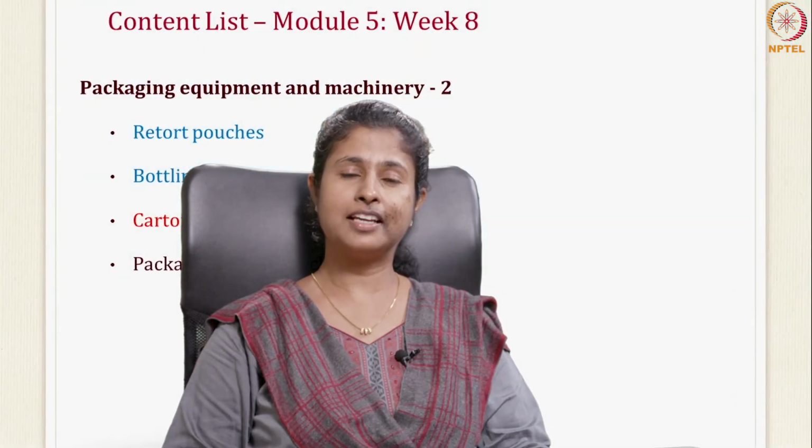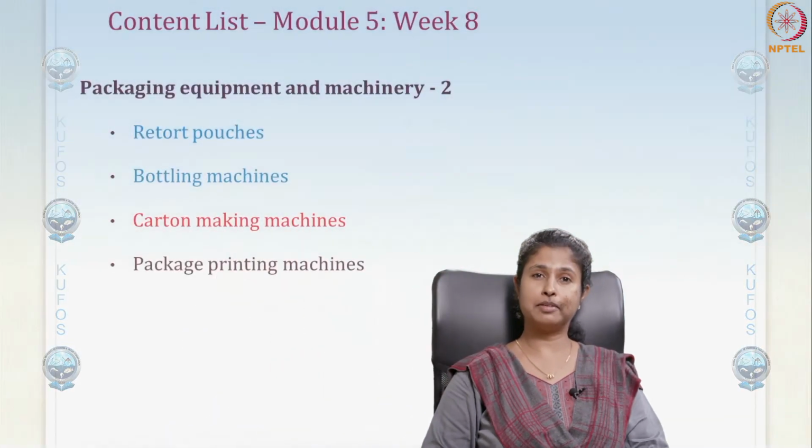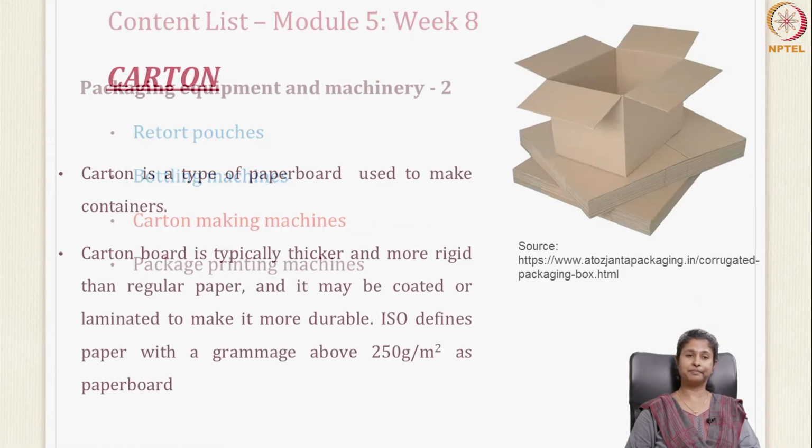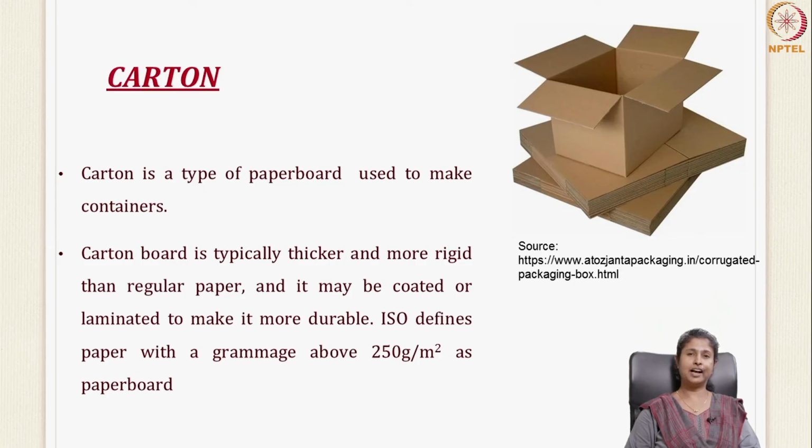We've discussed a few of the machineries this week, like retort pouches, and if you recall, we had 2 sessions on bottling machines. Today we'll be dealing with some carton making machines, which is also an integral part of packaging of foods. Now, if you look at a carton, you would see it anywhere. It is a type of paper board which is used to make containers.